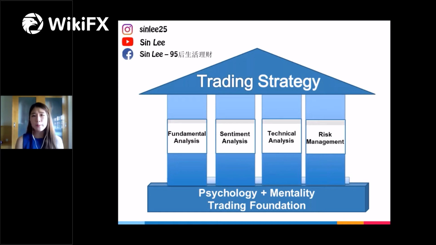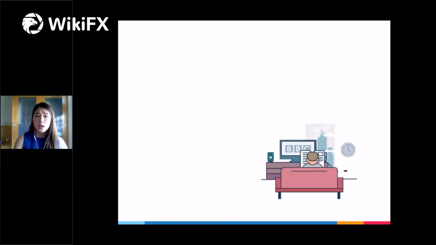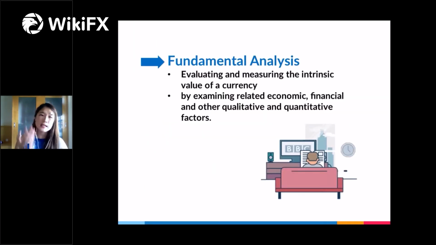Today, what I'm talking about is fundamental analysis, which I think is quite important for us to know, but a lot of people actually undervalue it. This has actually helped me and also helped a lot of traders to know the overall direction of the currency. So let's see. Fundamental analysis is evaluating and measuring the intrinsic value of a currency by examining the related economic, financial, and other qualitative and quantitative factors. This is what fundamental analysis is.